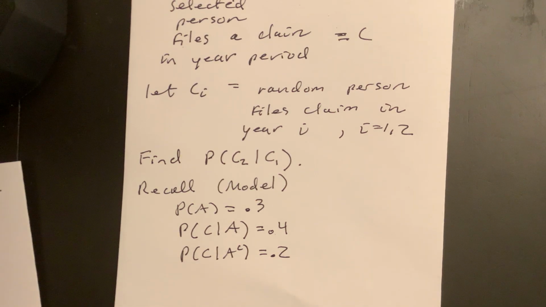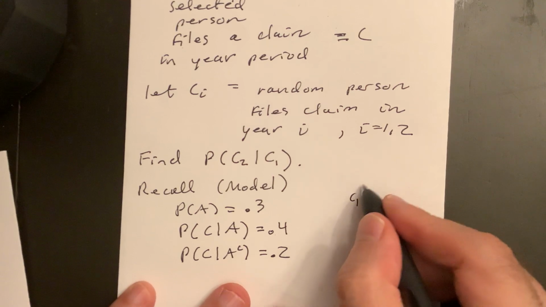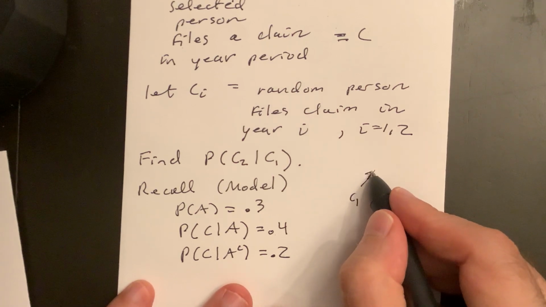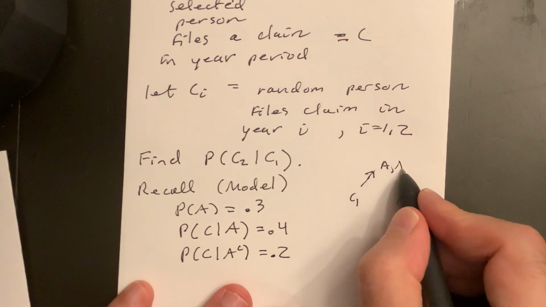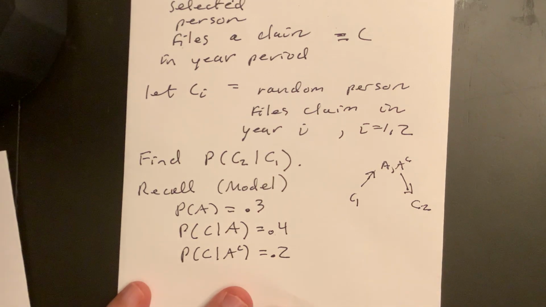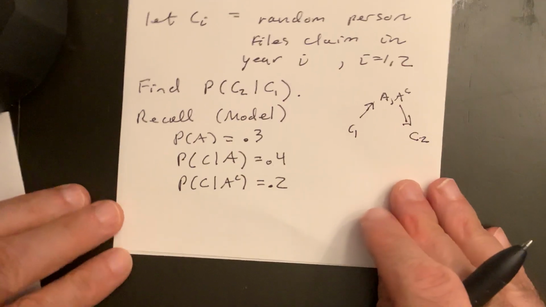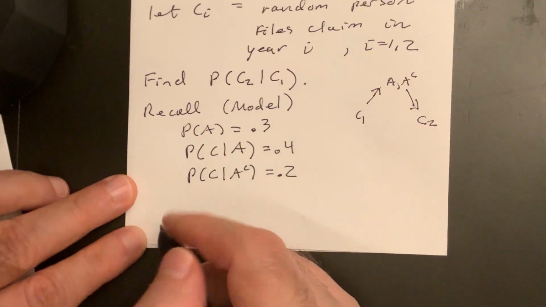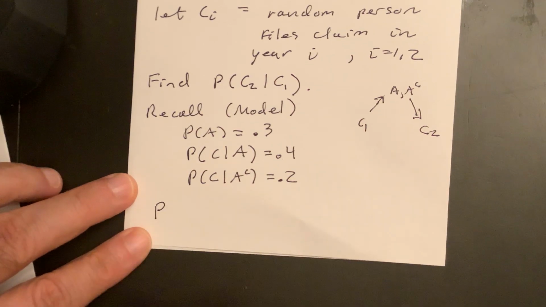To know anything about whether they filed a claim, we have to factor in some measure of how likely it is that they're accident prone. So the idea is we have information about C1. The diagram is that C1 points up here to A or A complement, and this will give us information about C2. All right, so let's proceed. I think if you just roll out the definition, it will become clear. Use the Bayes rule again.